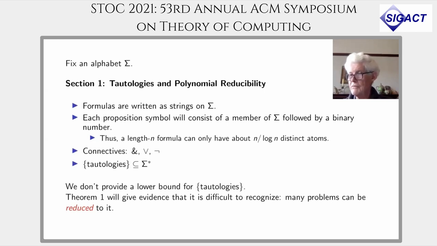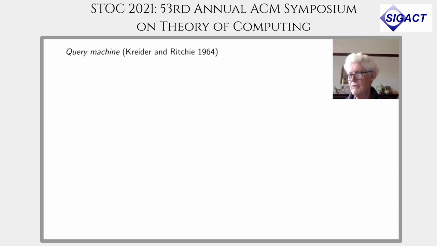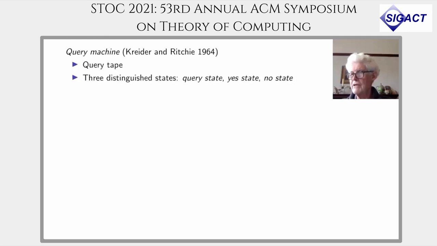In order to make this notion precise, we introduce query machines, which are like Turing machines with oracles in Friedman and Ritchie, 1964. A query machine is a multi-tape Turing machine with a distinguished tape called the query tape and three distinguished states called the query state, yes state, and no state, respectively.